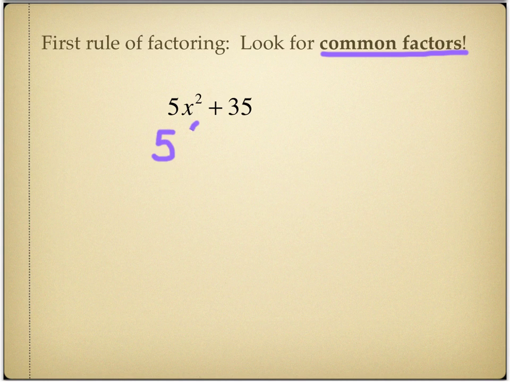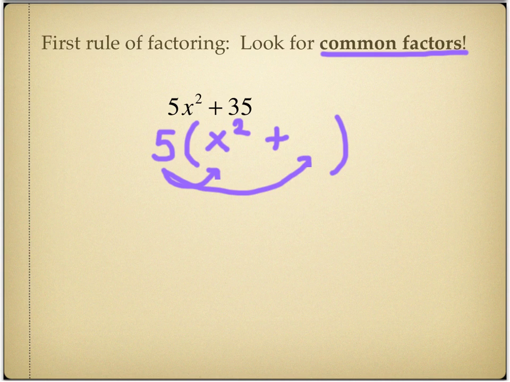So I'm going to pull that out like this, put a set of parentheses, and now I'm going to use the distributive property in reverse. I ask myself, 5 times what will give me 5x squared? Of course it has to be just x squared. And then 5 times what will give me 35? Of course that is 7. So here's my answer, 5, and then in parentheses x squared plus 7. I broke down this binomial into two parts, and I have thus factored it. Kind of strange, but it's essentially the distributive property in reverse.